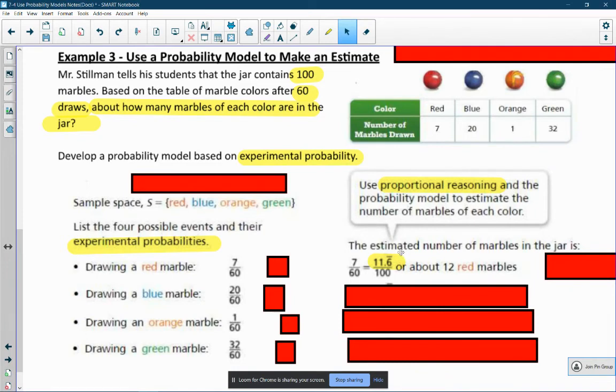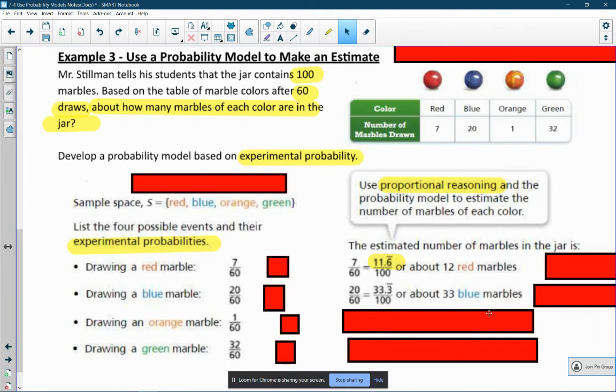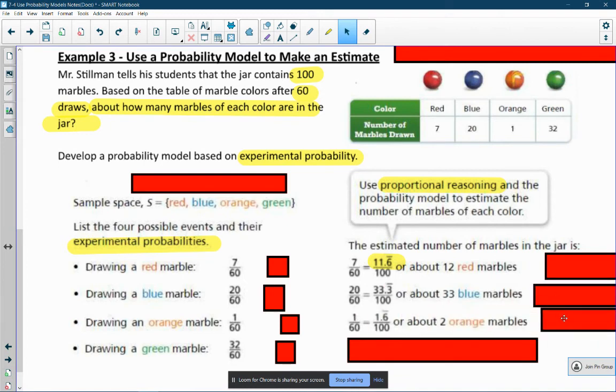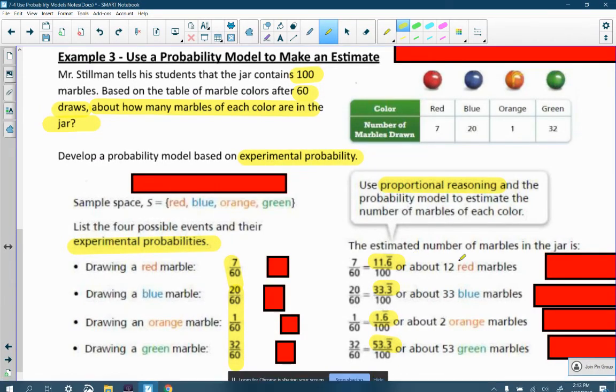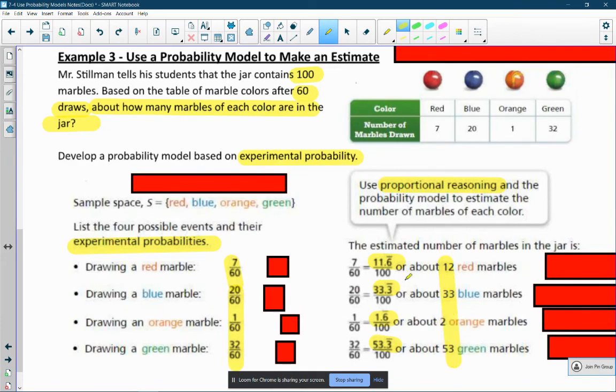We'd want to round that up. We can do the same thing for each one. And how do we get 11.6? 7 times 100 is equal to 60 times x. We divide to get 11.6. We do the same thing for each one of these. Now all we're doing is using this ratio that we've come up with here, setting it equal to something with 100 on the bottom and x on top, and cross multiplying and finding this number. Okay, so what we get is 12, 33, 2, 53. Boom, that answers our question right there.